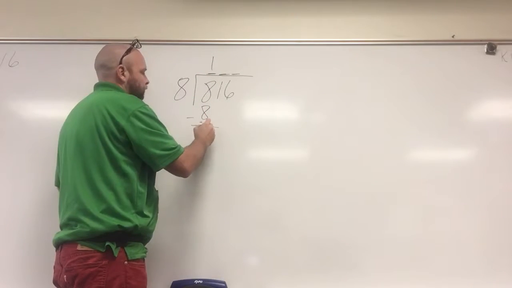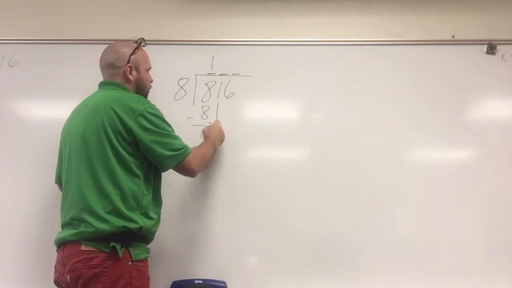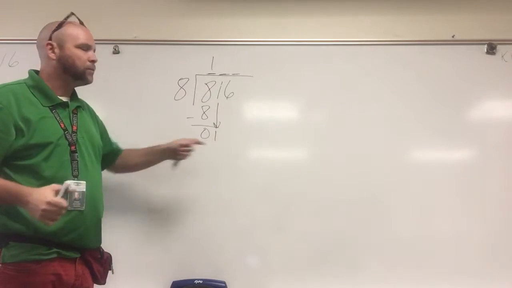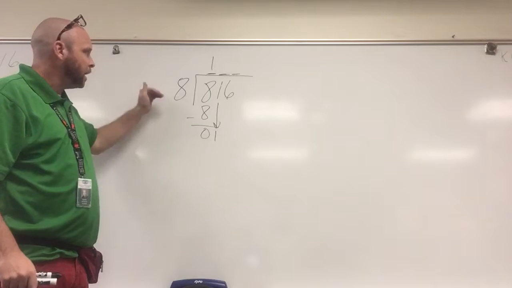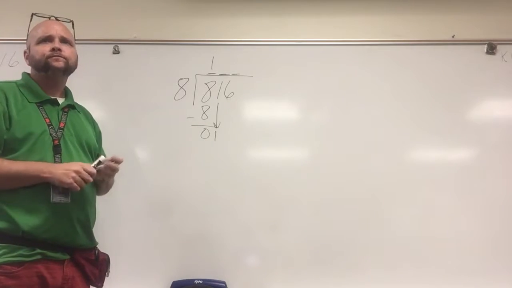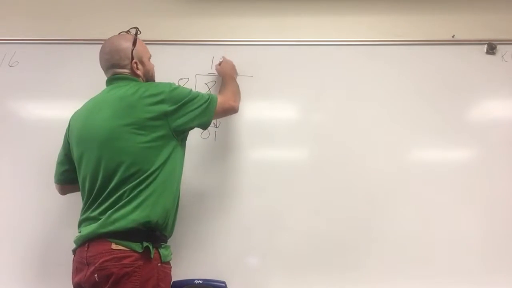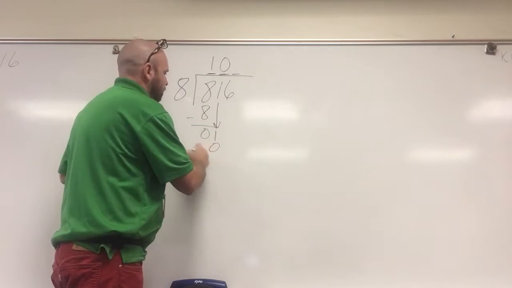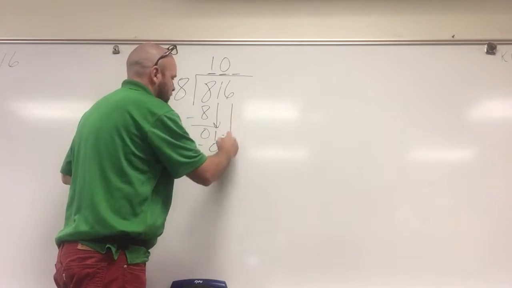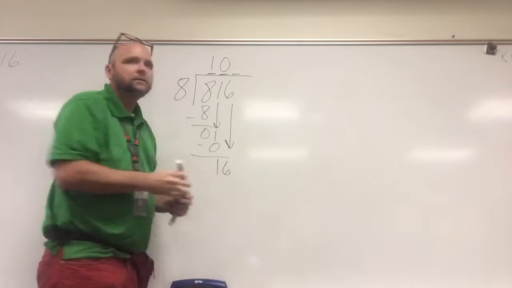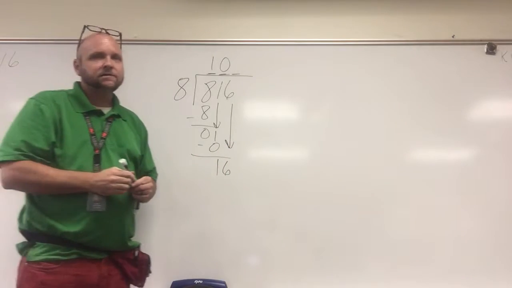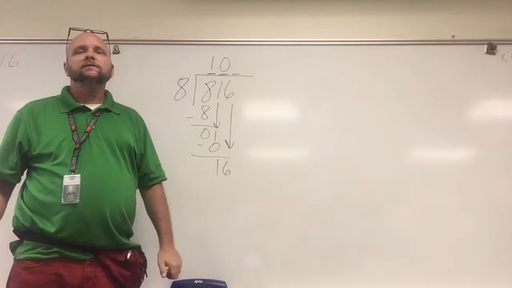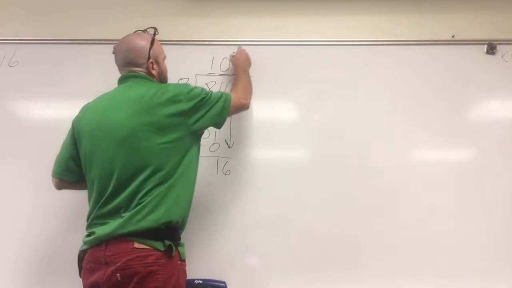8 goes into 81. We bring it down, we subtract, then we bring down the 1. How many times does 8 go into 1? 0 times. The mistake that you'll make is you won't put that 0 there. You have to put the 0 next to it. You have to bring down your number. How many times does 8 go into 16? 2.